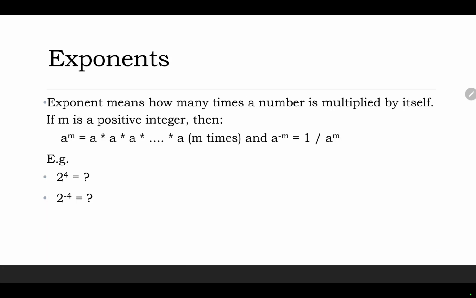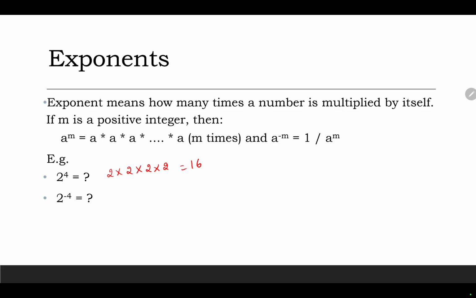Okay. The next one is exponent. Exponent means how many times the number is multiplied by itself. If m is a positive integer, then a power m is a into a into a into a, written m times. For example, 2 power 4. We can write 2 into 2 into 2 into 2. So that is 16.